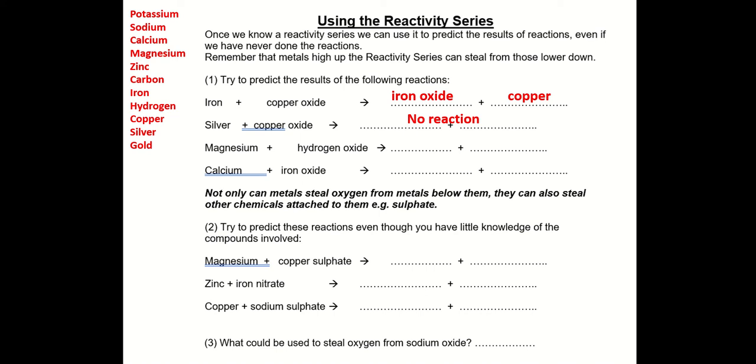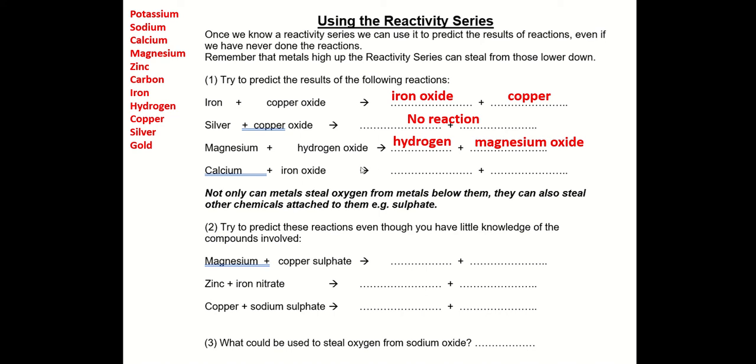What about the next one? Magnesium plus hydrogen oxide. Well, there's water. Well, again, if you think of the reactivity series, magnesium is higher than hydrogen. So yes, it will steal away. So magnesium plus hydrogen oxide would give us magnesium oxide plus hydrogen. Okay, it doesn't matter which order you put them in, whether you put the hydrogen first or the magnesium oxide first, as long as you get the two substances correct.